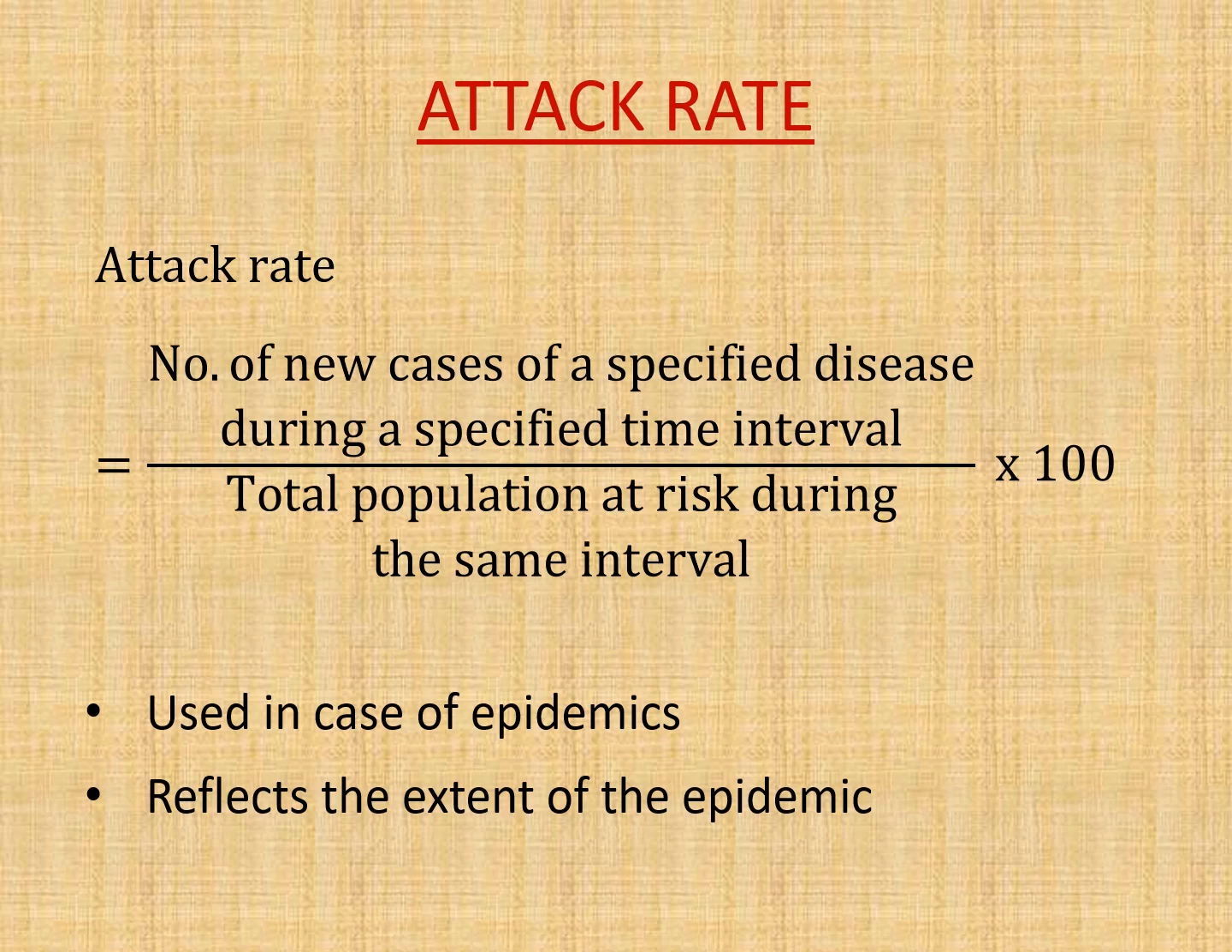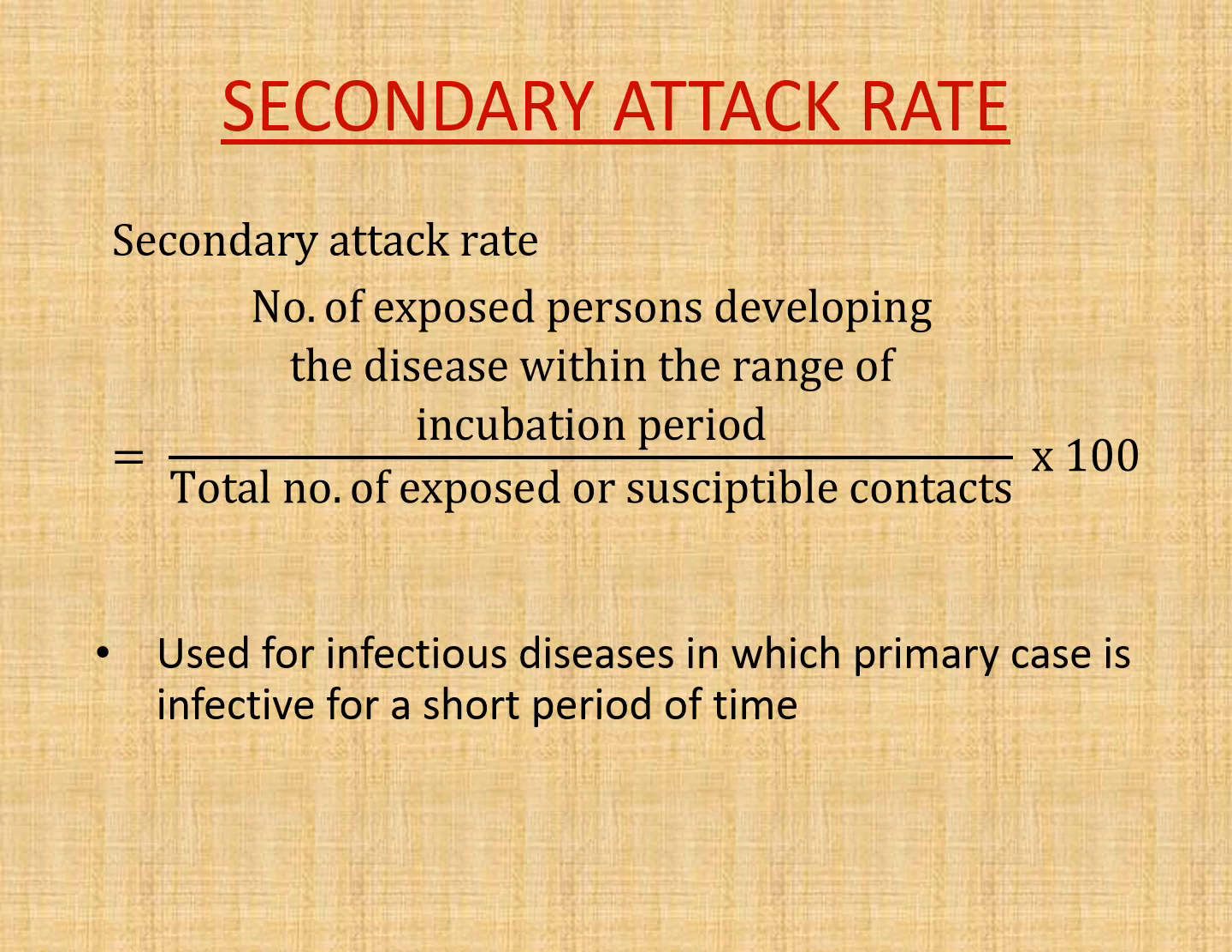Next is attack rate. Attack rate is commonly used in cases of epidemic, and it also reflects the extent of the epidemic. On the numerator, the number of new cases of a specific disease during a specific time interval, divided by the total population at risk during the same interval. So it is an attack rate. Next is secondary attack rate.